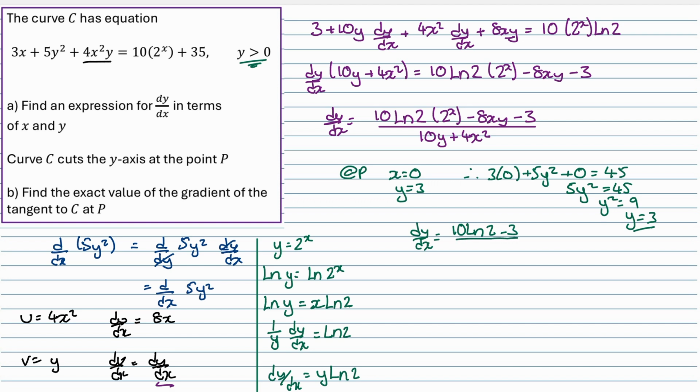Divided by, we'll have 10 times 3 to make 30. And this term will go because x is 0. So this will be the exact value of the gradient at P.